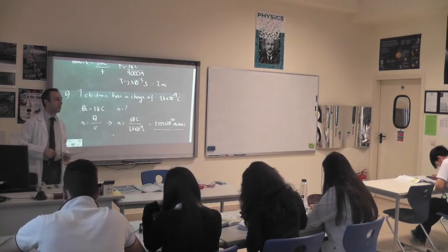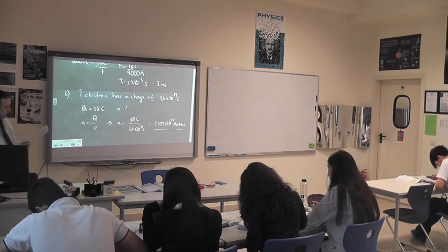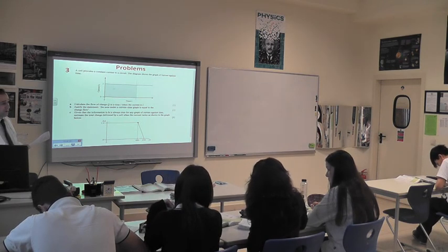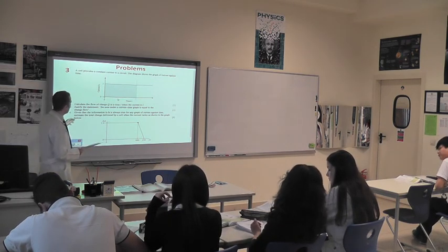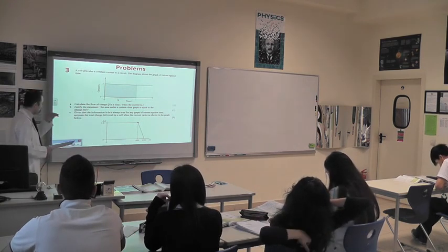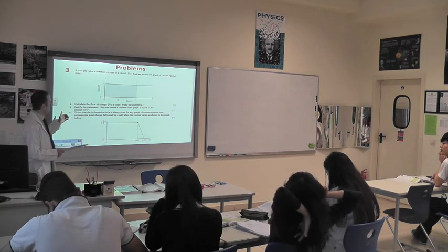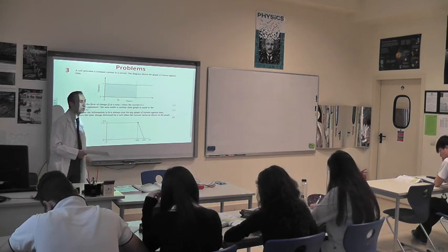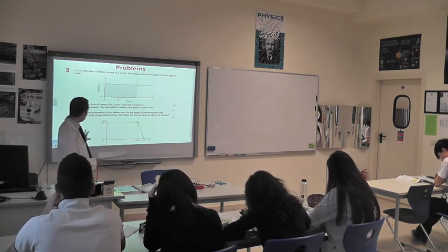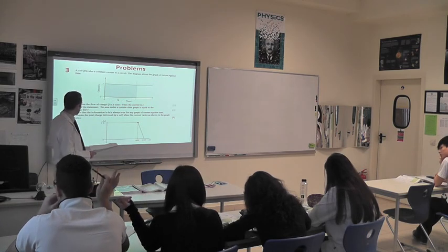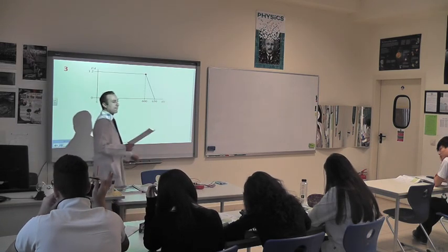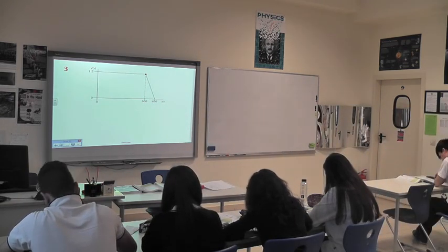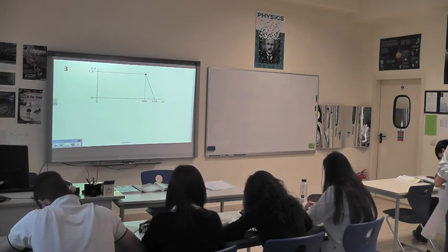Very good. The area under the graph gives you the charge, right? If you look at this graph, estimate the total charge delivered. What can you say? 600. What can you say to find the total amount of charge in the graph here? How can we find the area? Can you find the area?